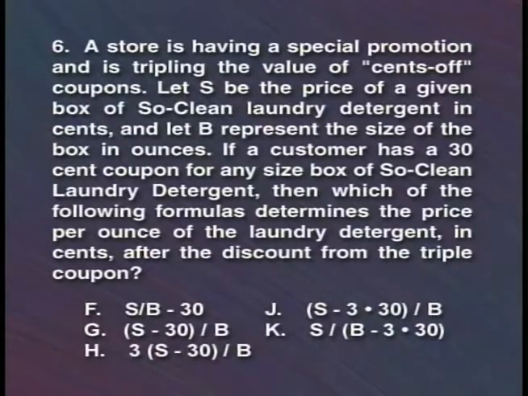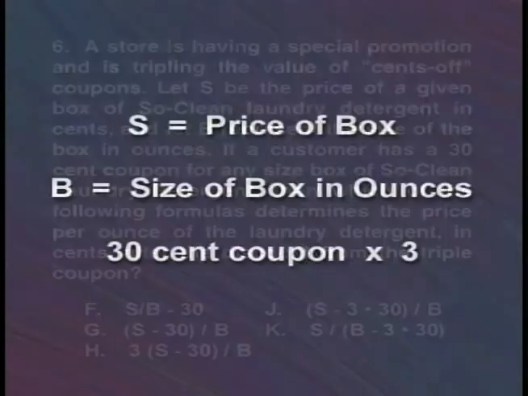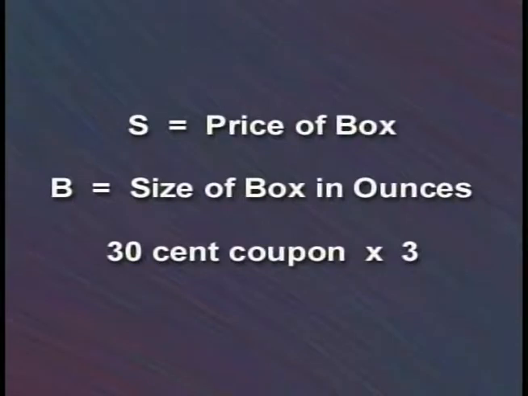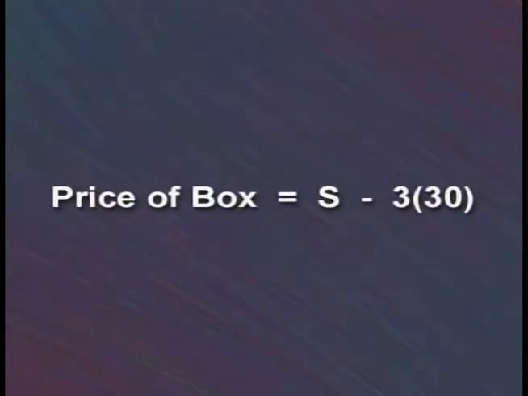Let's sort the information in this problem. S represents the price of the box, B represents the size of the box in ounces, and the customer has a 30-cent discount coupon. Now, the value of this coupon will be tripled, or 30 times 3. Now we can determine the price of the box with the discounts.